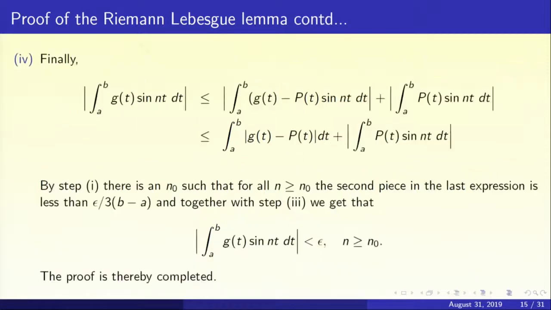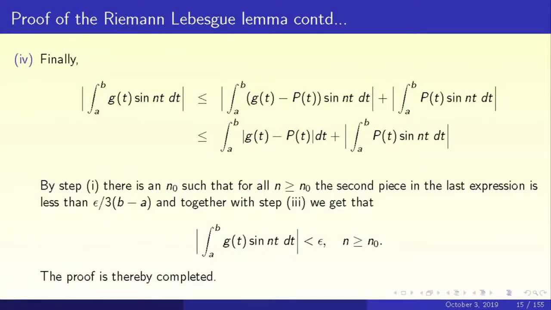Now let us proceed further. So finally, the integral from a to b of g(t) sin nt dt. What do we do? I add and subtract p(t). It will be less than or equal to the mod of the integral from a to b of (g(t) minus p(t)) sin nt dt, plus the mod of the integral from a to b of p(t) sin nt dt. Look at the first piece. Take the absolute value inside the integral.